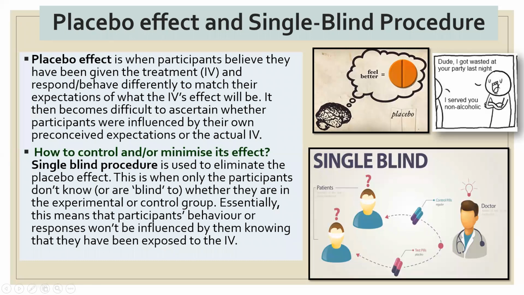So how do we minimize the placebo effect? Basically what we do is we don't tell the participants which group they're in. So if the participant doesn't know whether they're getting the IV or whether they're getting a placebo, they're not going to be able to place those expectations on themselves, that, hey, I have to react accordingly to this, or hey, I have to react because this is the IV that I've been given. So obviously not telling the participants whether they're in the experimental group or the control group, and thus them not knowing whether they're getting the IV or just a placebo, will help us to eliminate the placebo effect.